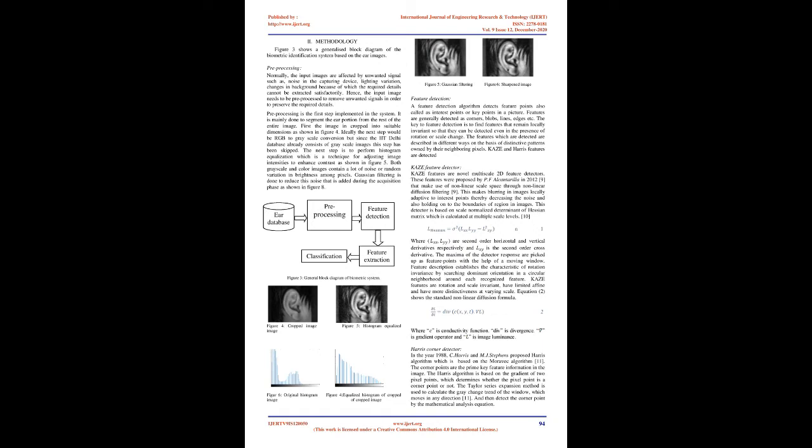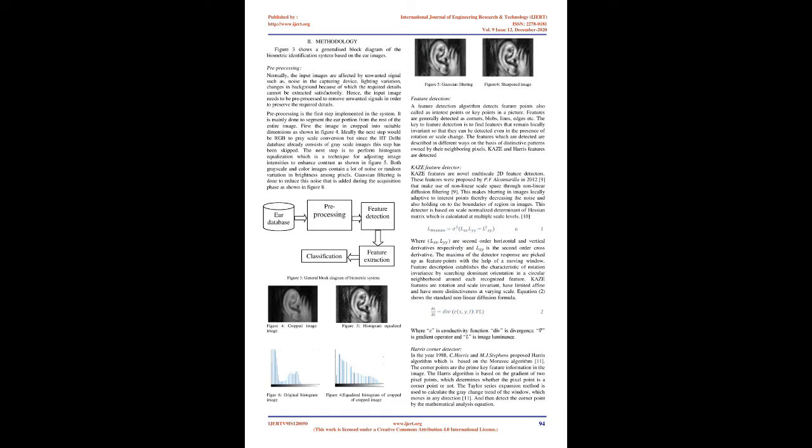It is mainly done to segment the ear portion from the rest of the entire image. First, the image is cropped into suitable dimensions as shown in figure 4. Ideally the next step would be RGB to grayscale conversion, but since the IIT Delhi database already consists of grayscale images, this step has been skipped.